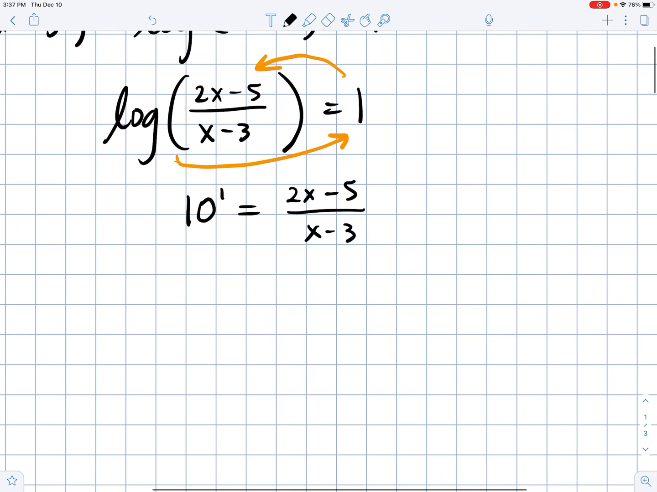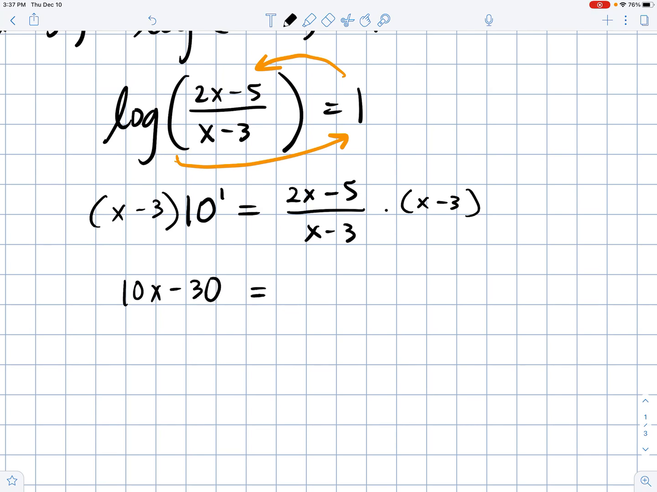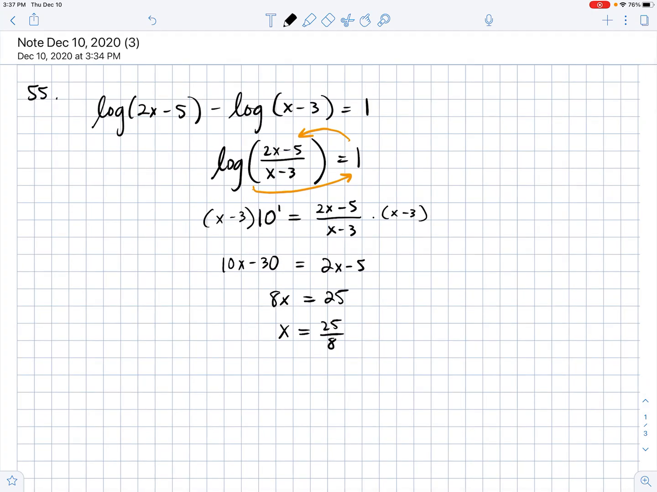Since we're solving for x, we need to get x out of the denominator. So I'm going to multiply both sides of the equation by x minus 3. That would be 10x minus 30 if I distribute the 10, and then I'm left with 2x minus 5 on the right-hand side. Now this is just a linear equation. So subtracting 2x from both sides, adding 30 to both sides, and then dividing by 8, that gives me 25/8.